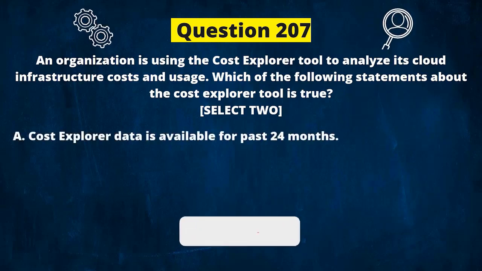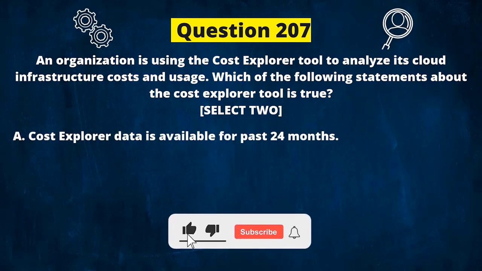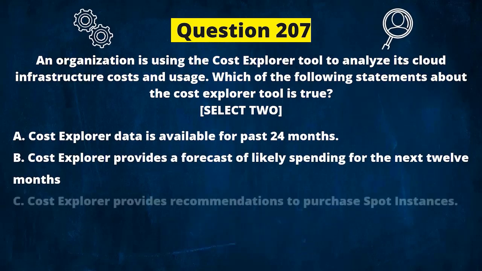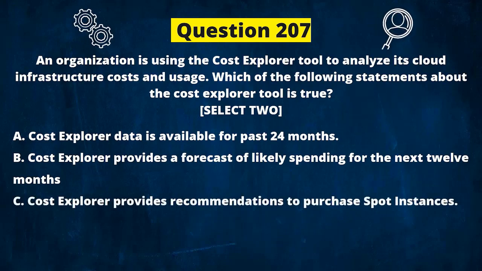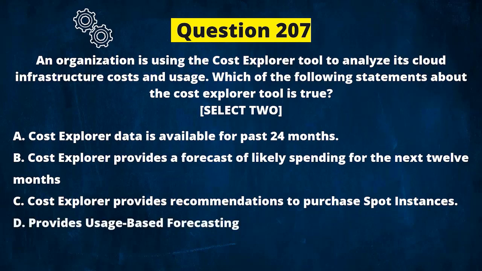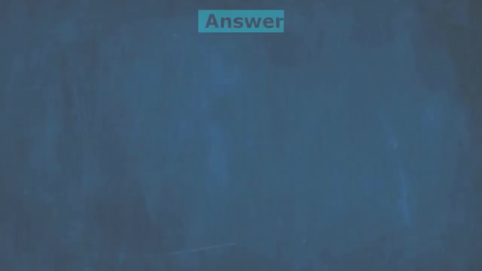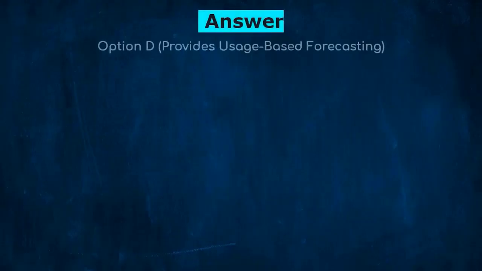A. Cost Explorer data is available for past 24 months. B. Cost Explorer provides a forecast of likely spending for the next 12 months. C. Cost Explorer provides recommendations to purchase spot instances. D. Provides usage-based forecasting. E. Provides trends that you can use to understand your cost. And the correct answer is option D.